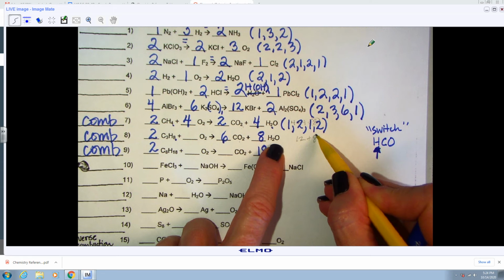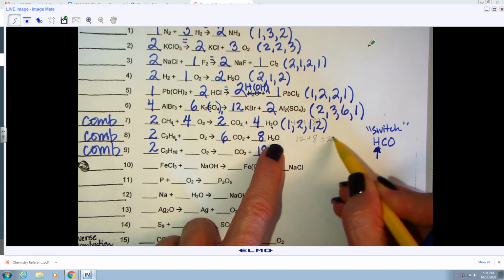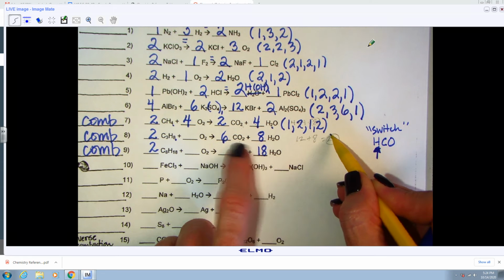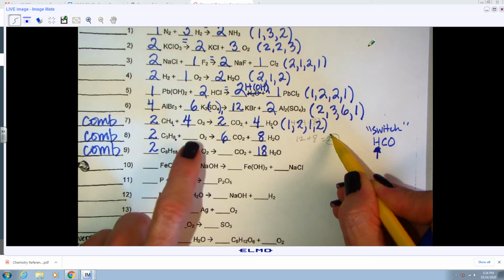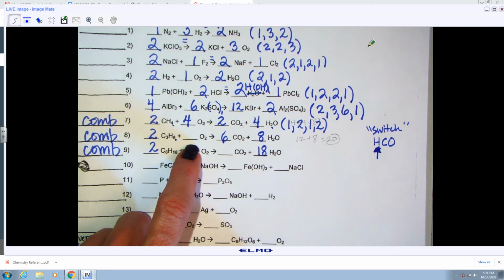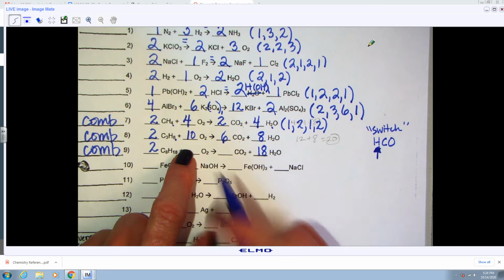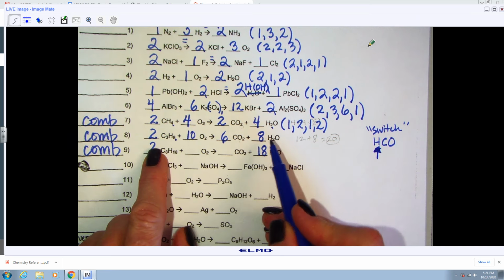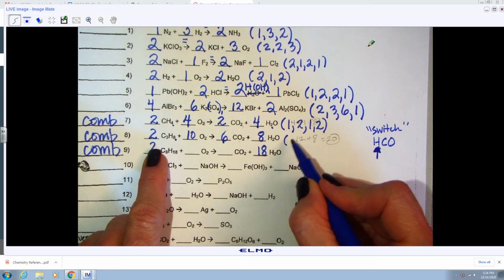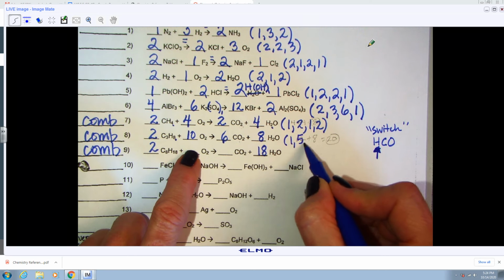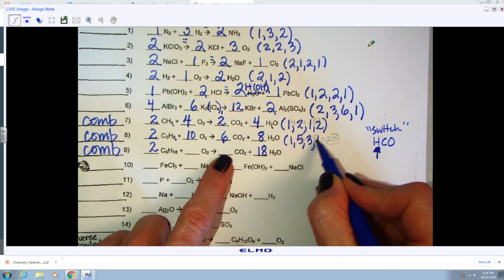You're looking at your oxygens, and 12 plus 8 is 20. So I have 20 oxygens on this side. So how can I get 20 oxygens on this side? Well, 10 times 2 is 20. Look and see if it can be reduced. They're all divisible by 2 again. So 1, 5, 3, 4.